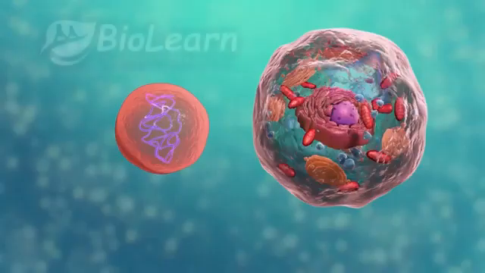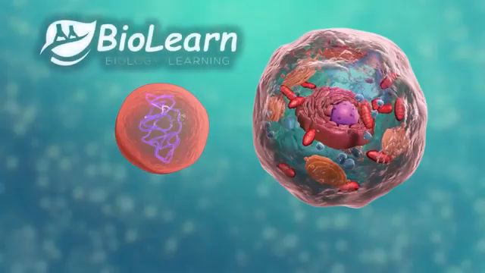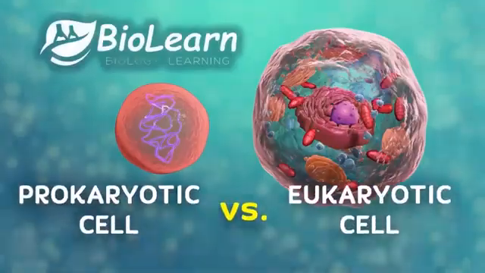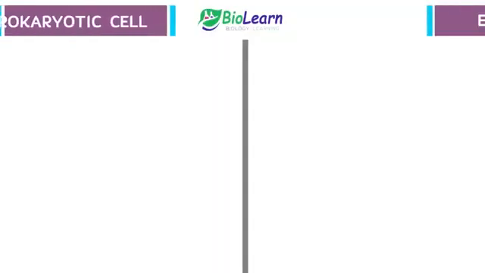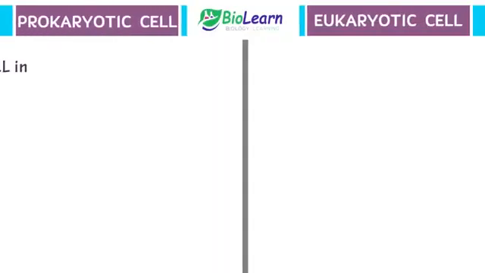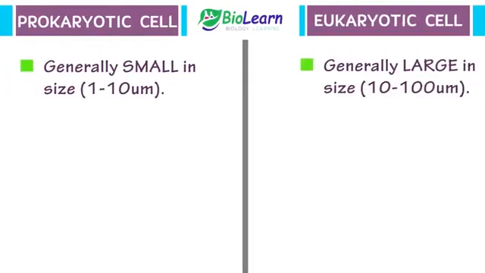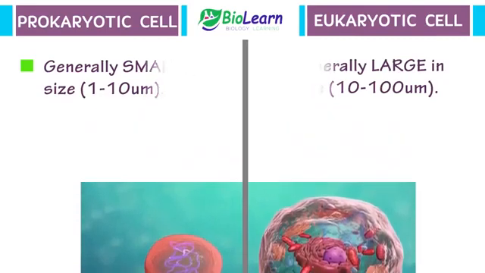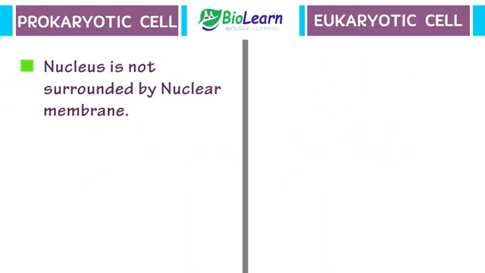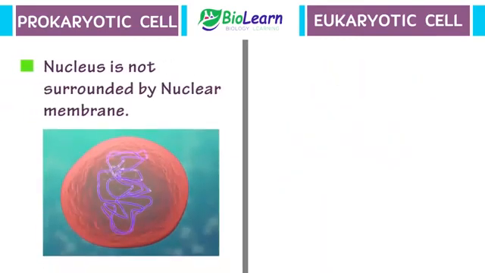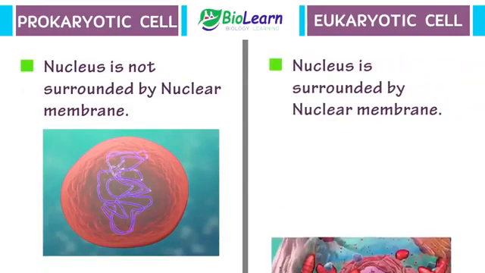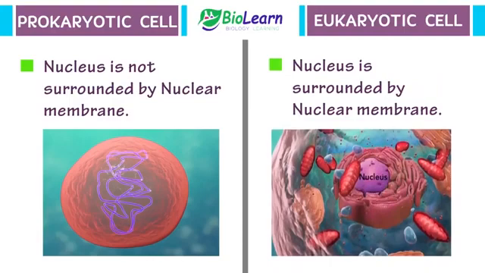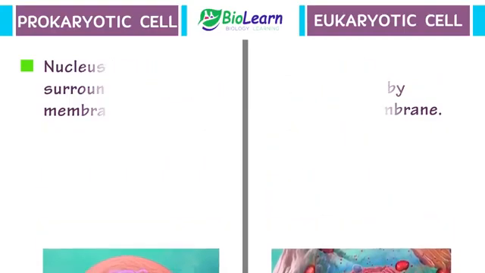Welcome to this video session where we will learn about the differences between prokaryotic cell and eukaryotic cell. The prokaryotic cell is generally small in size, whereas the eukaryotic cell is larger in size. In a prokaryotic cell, the nucleus is not surrounded by a nuclear membrane, whereas the nucleus is bound by a nuclear membrane in eukaryotic cells.